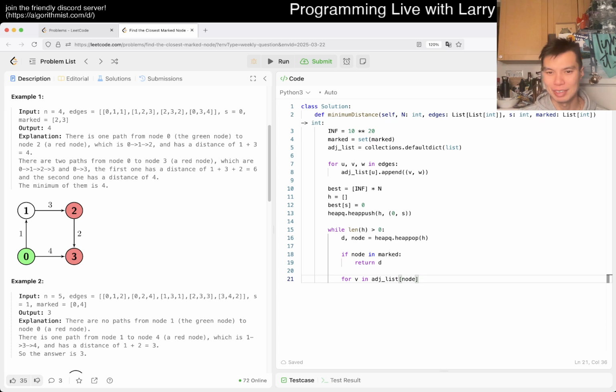Right. Also, there's a rate. And if best of node, oh, that's just D, right? So if best of V is greater than D plus W, then we want to take this path instead. So best of V is equal to D plus W, and we push it onto the heap.